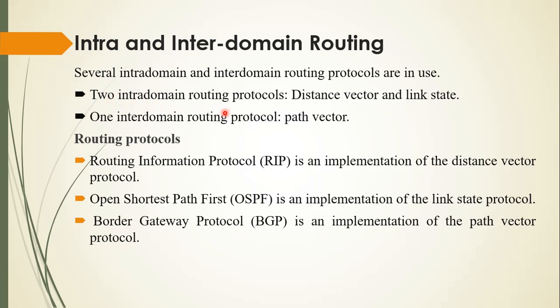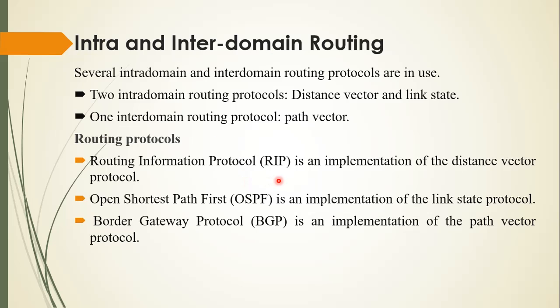Two intra-domain routing protocols are distance vector and link state, and one inter-domain routing protocol is path vector. Routing Information Protocol, RIP, is an implementation of the distance vector protocol. Open Shortest Path First, OSPF, is an implementation of the link state protocols. Border Gateway Protocol, BGP, is an implementation of the path vector protocol. So remember: for distance vector we have RIP, for link state we have OSPF, and for path vector we have BGP.